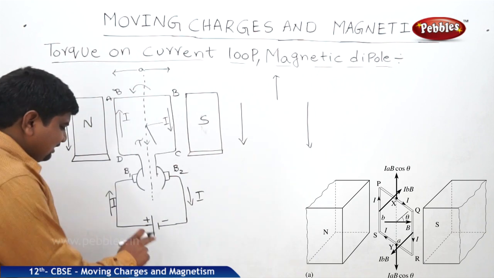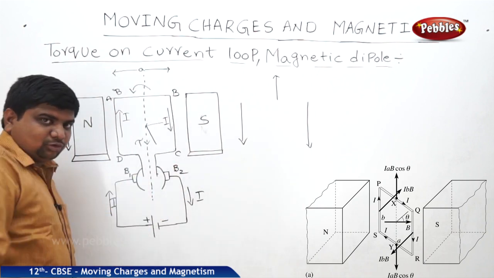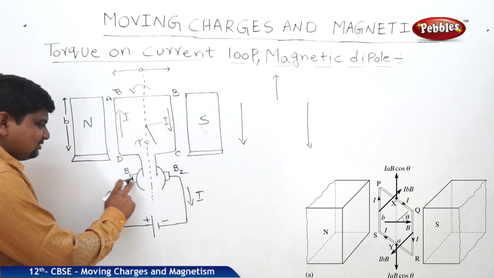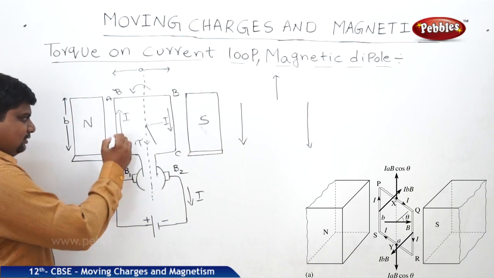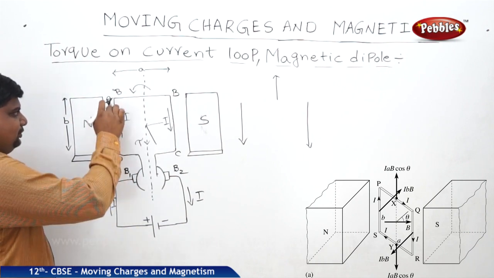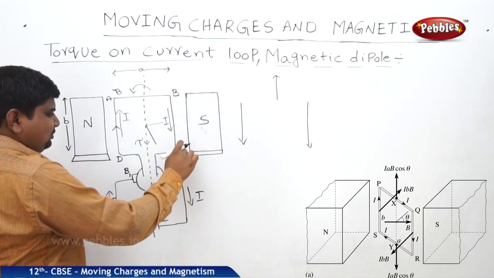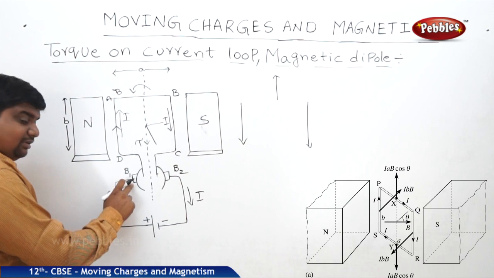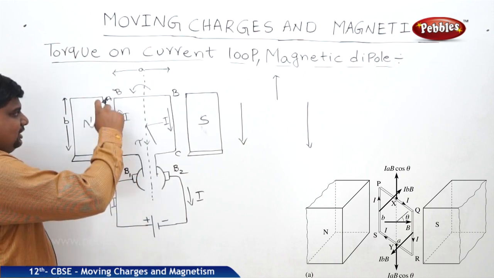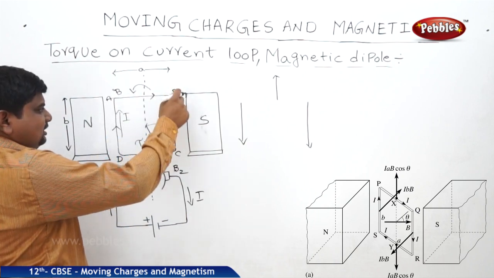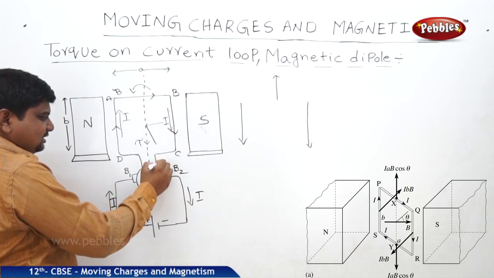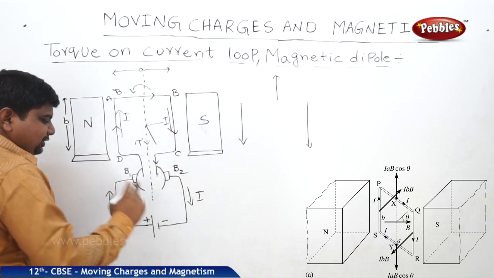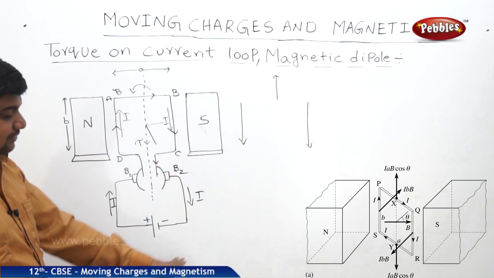Always charge travels from positive to negative, high potential to low potential. Such like that current also travels from positive to B1, B1 to D, D to A, next A to B, next B to C, next C to B2, B2 to negative. So this is the direction of the current.